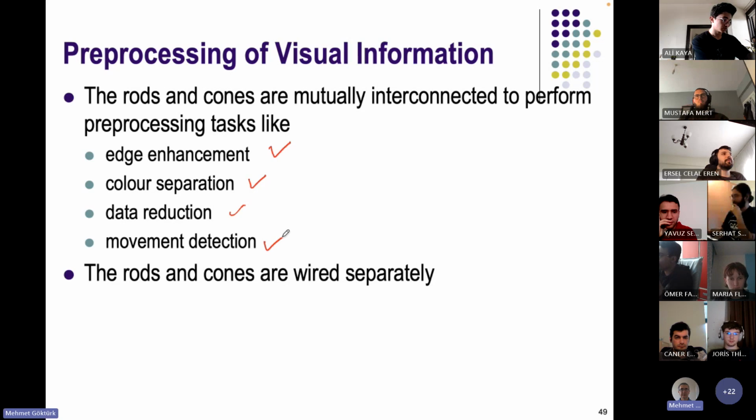And furthermore, rods and cones are wired separately in the eye. So we have a black and white system and a color system. And these black and white and color systems are wired separately and also intelligently, just like a color TV, which is backward compatible.